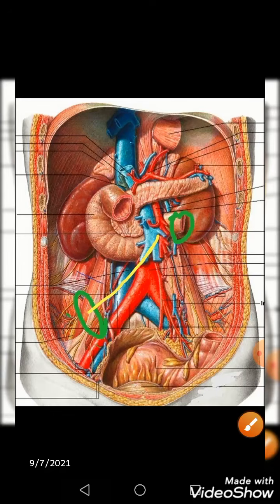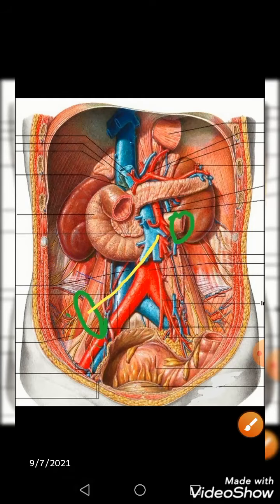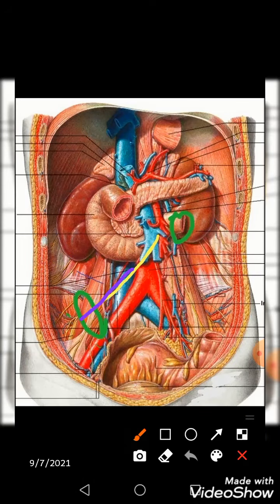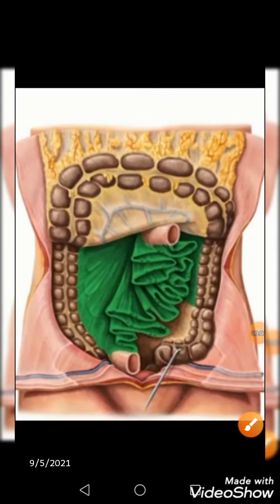And what is going to happen is that the root of mesentery has to cross what? It has to cross the third part of your duodenum, the aorta, the inferior vena cava, and then the right ureter and the right psoas muscle, right? These are the structures lying posterior to the root of mesentery, which is marked here in yellow color to show the oblique extent of the root of mesentery.